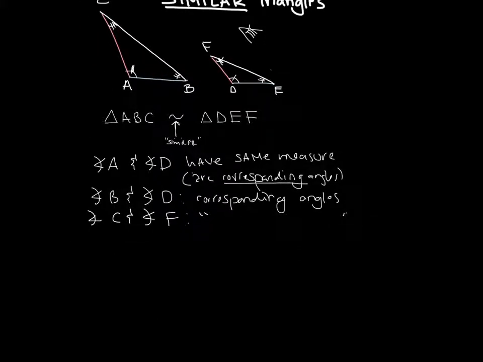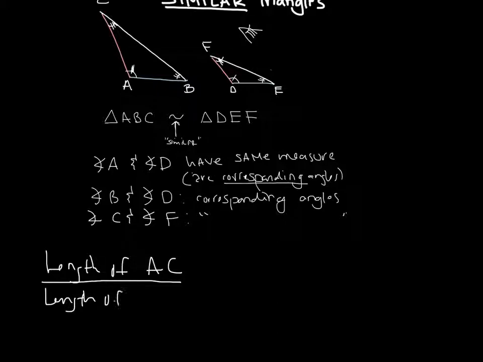So we can say the length of AC corresponds to the length of DF. I'm going to draw a division bar there, and I'll tell you why in a bit. And just a short notation here, anytime you want to talk about a length, so for AC, I'm going to draw a little bar. So the length of AC, I'm talking about this side.